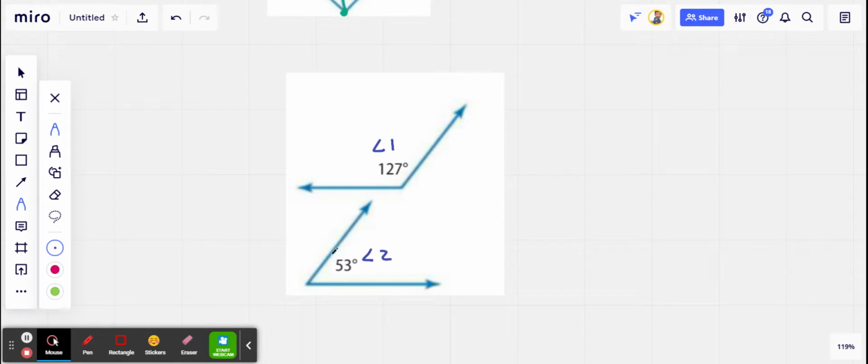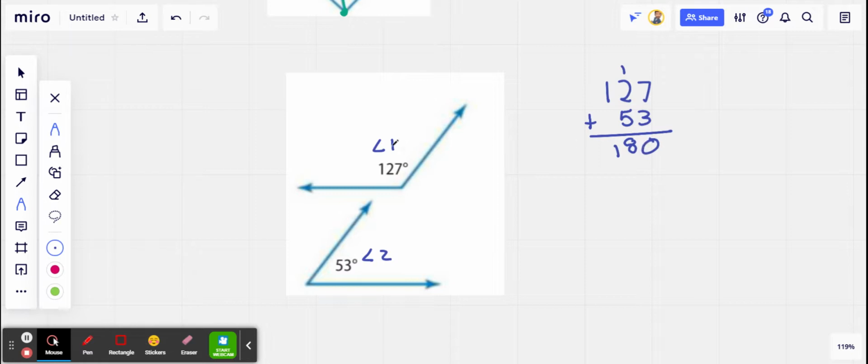All right. So let's add these together and see what they are. 127 plus 53. 7 plus 3 is 10. Carry 1. 2 plus 5, 7, plus 1 is 8. And 1. So they equal 180.